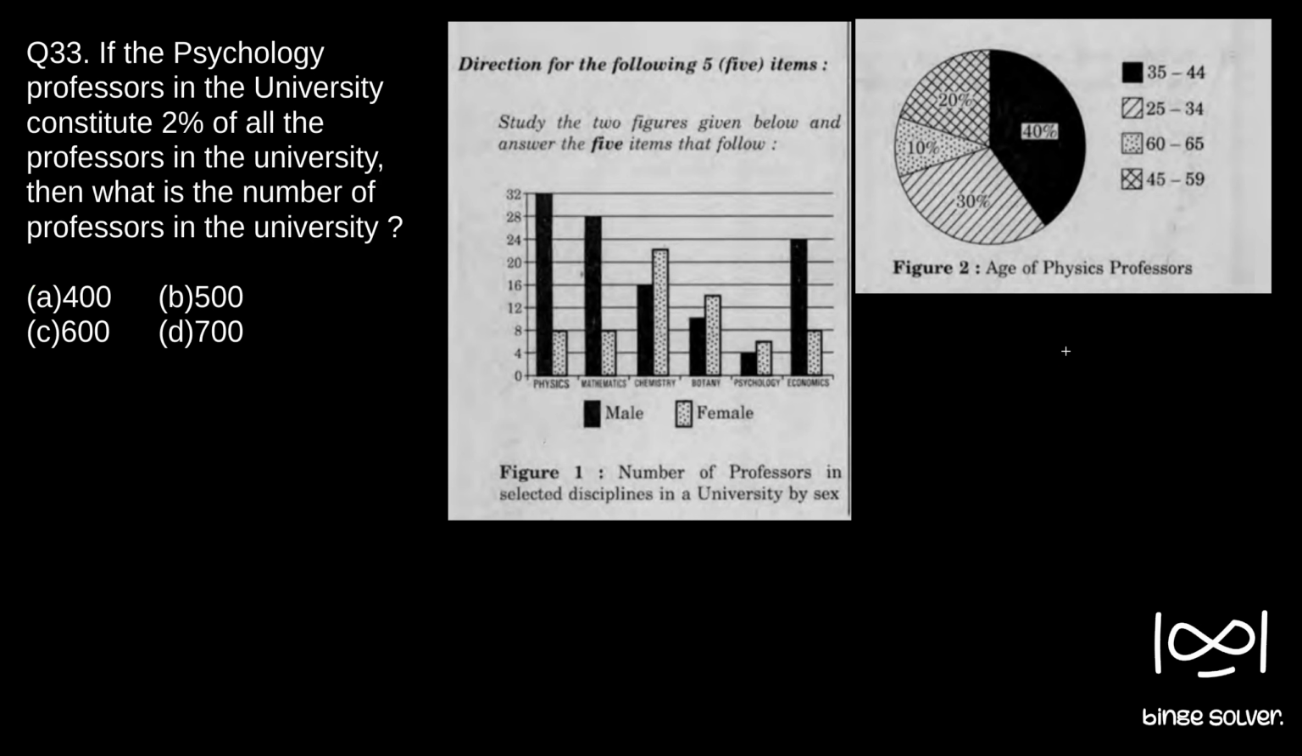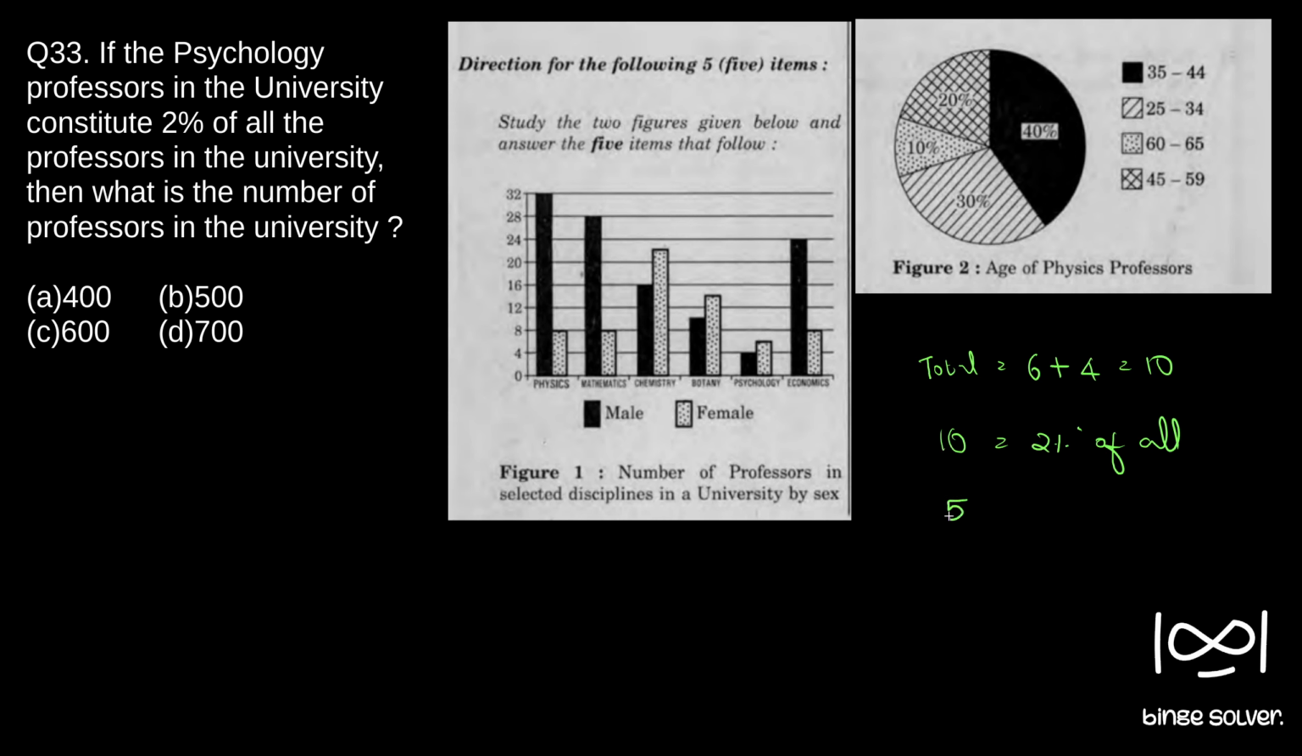If the psychology professors in the university constitute 2% of all the professors in the university, then what is the number of professors in the university? So if you see psychology professors, the total number of psychology professors is, this is half. So half of 4 and 8, we did that earlier. So total is 6 plus 4, 10. So it is given 10 is 2% of all professors, right?